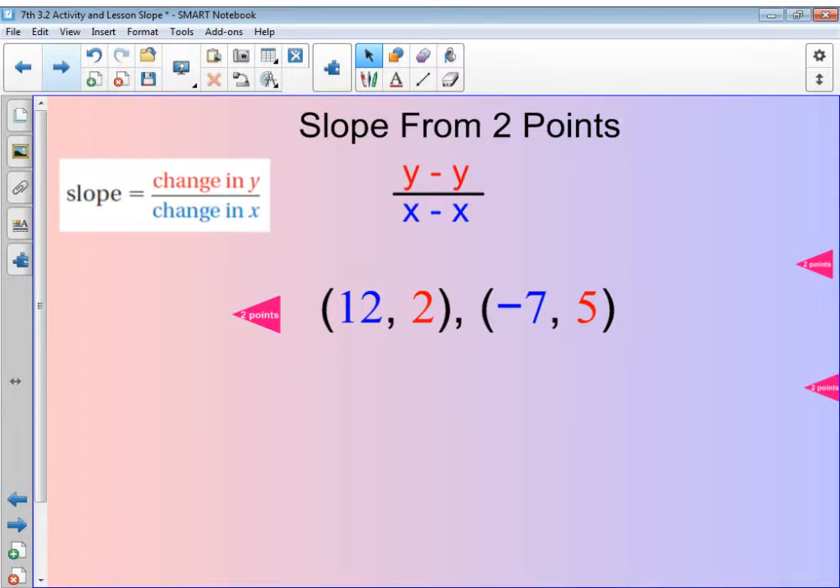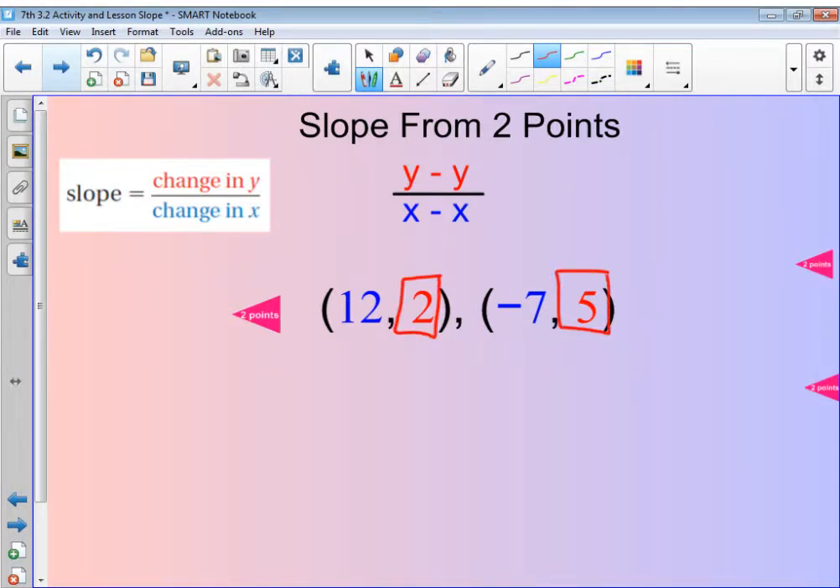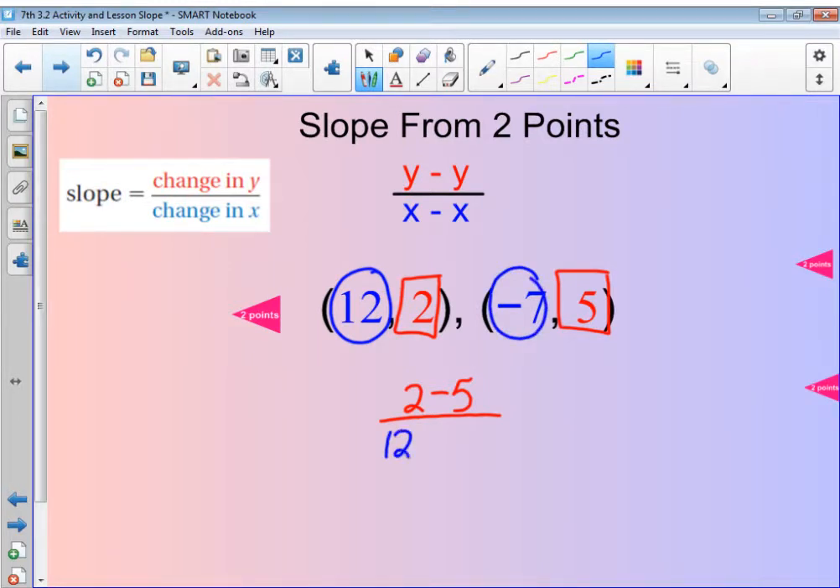Okay, so change in Y's. So we're going to subtract between our Y's. So here's our Y's. Remember, they're the back set. So I'm going to just work left to right on this. 2 minus 5. Okay? Over. Here's my X's. So 12 minus negative 7.